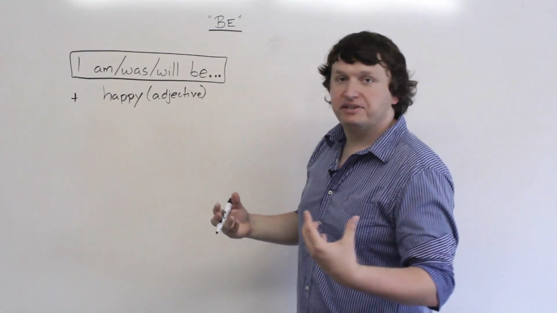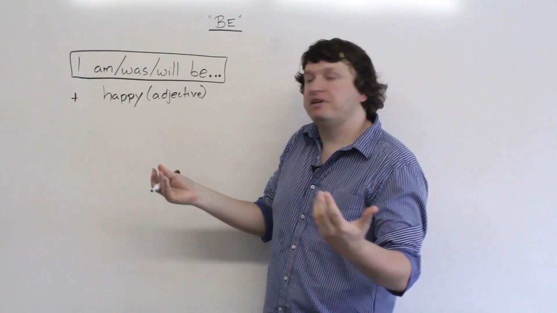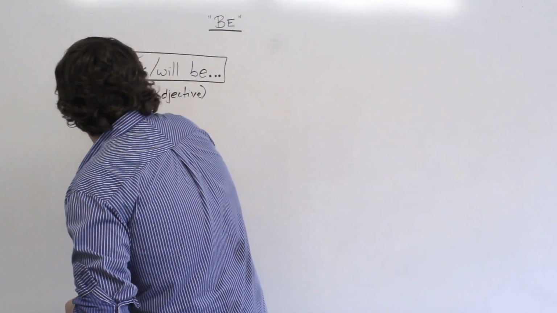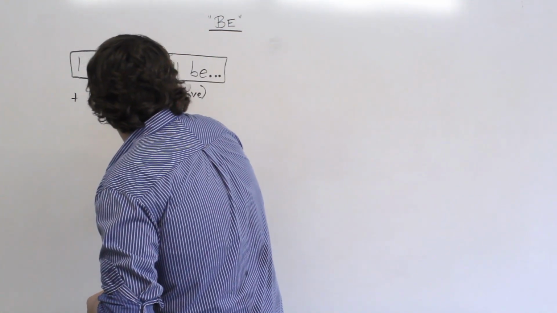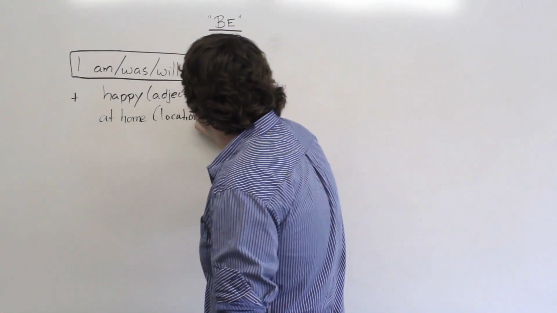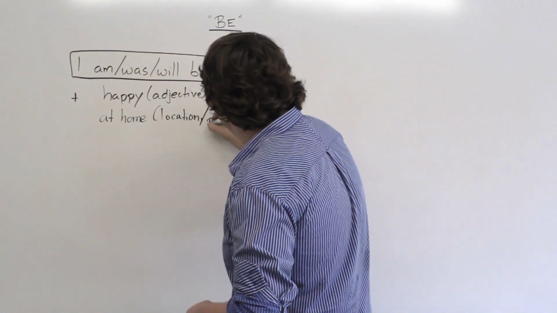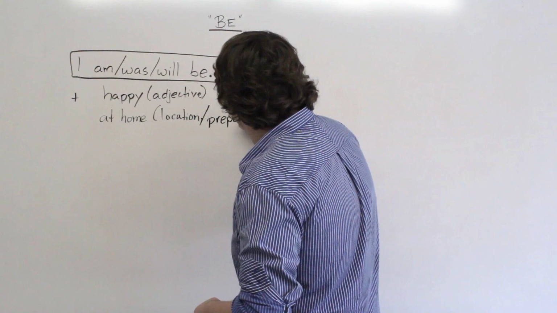Okay? What else can you say? You can say, I am, where are you? You can say, I am in school or at home. Let's say at home. Now this is a location. Also, there is a preposition, so it can be location or followed by a preposition.